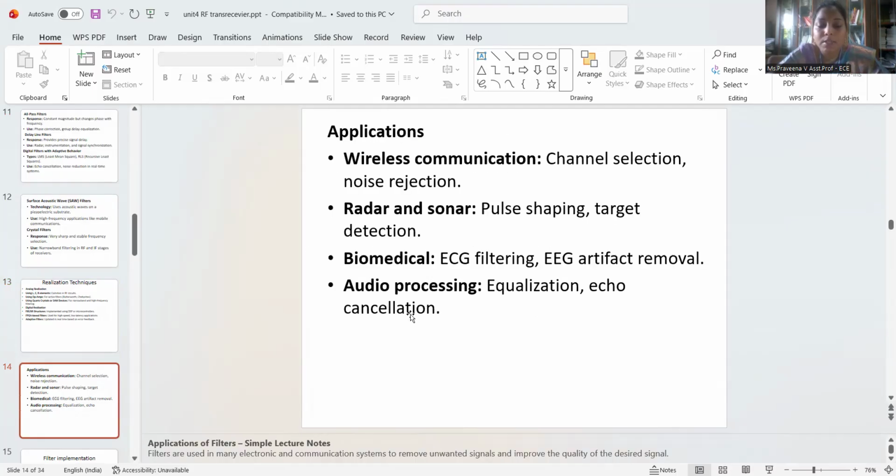And these are the applications. Filters are used in many electronic and communication systems in order to remove unwanted noise and to improve the quality of the input signal. That is wireless communication systems, radar and sonar systems, third is biomedical applications, and fourth is audio processing. These are the applications.